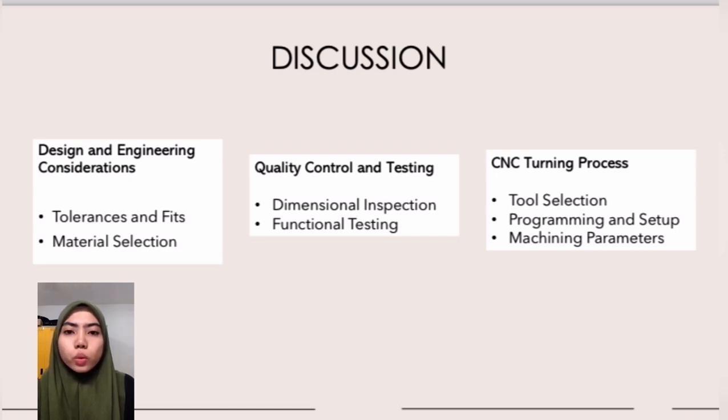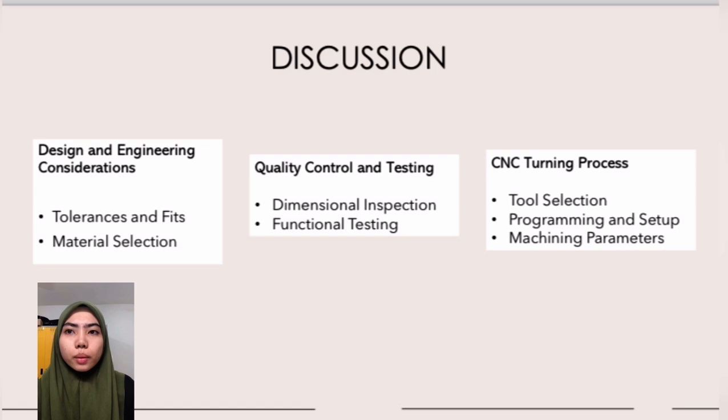Program and setup. The CNC machine was programmed to execute the turning operation with high precision. Proper setup and calibration were essential to ensure consistency across multiple parts. Machining parameters, cutting speed, feed rate, and depth of cut were optimized to balance machining time and surface quality. These parameters were critical in achieving the desired surface finish and dimensional accuracy.